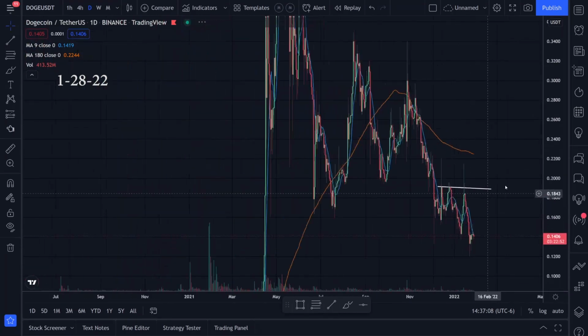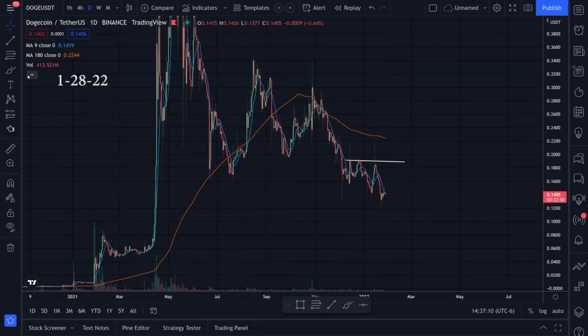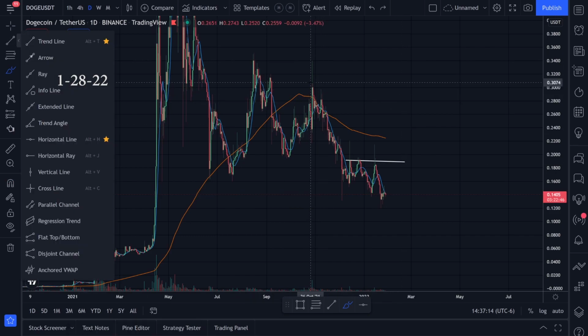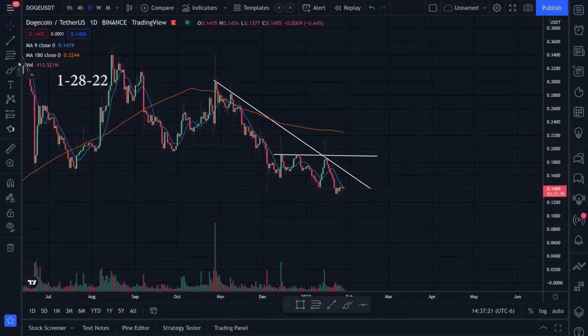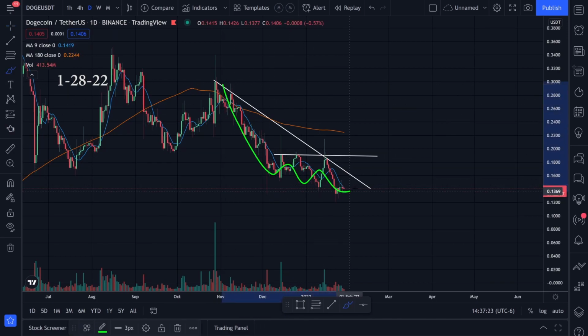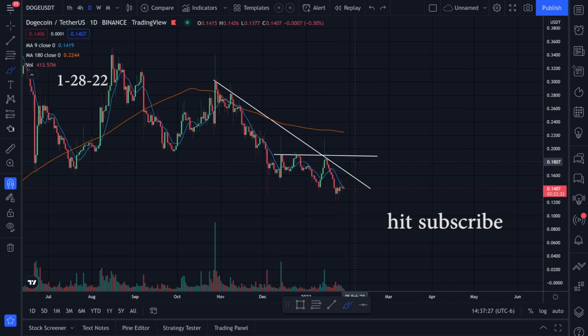I think we could also look at these other resistances that I was talking about. We have one right here and one right here. This one is going more downwards. Whoops, wrong tool. Something like this. So until we break these trends going to the upside, or this one to the upside, this one's kind of just like a flat level that we have to break through, and then this one's more of a trend line.